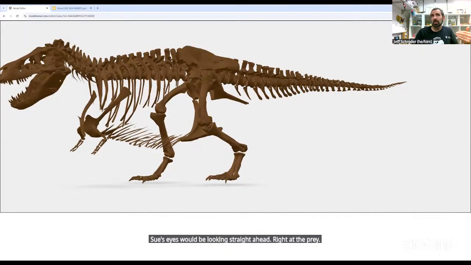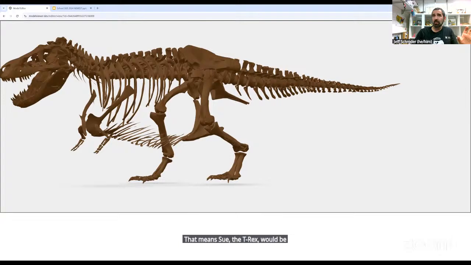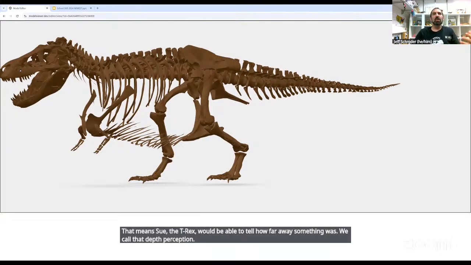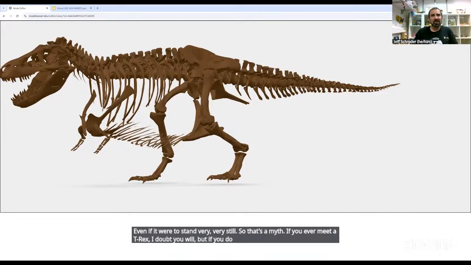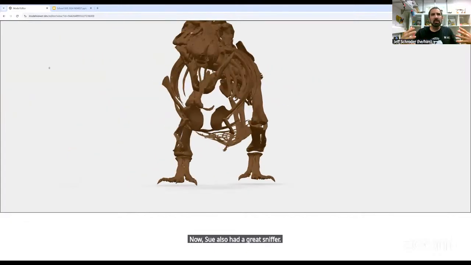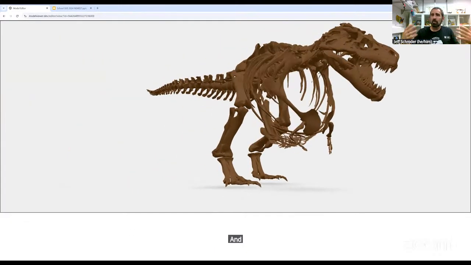That means Sue, the T-Rex, would be able to tell how far away something was. We call that depth perception. And would also be able to pick something out of its background, even if it were to stand very, very still. So that's a myth. If you ever meet a T-Rex, I doubt you will, but if you do, don't stand still. Doesn't work. Now, Sue also had a great sniffer. Sue's nose was really, really strong and was able to sniff out prey or maybe a dead dino. So we do think T-Rexes would eat some dead stuff and scavenge, as well as hunting. They probably did both to get enough food to fuel that huge body.